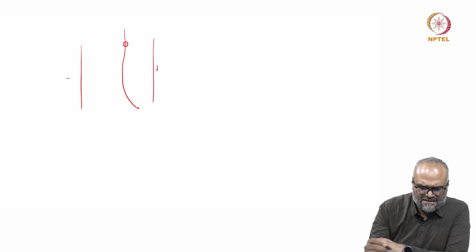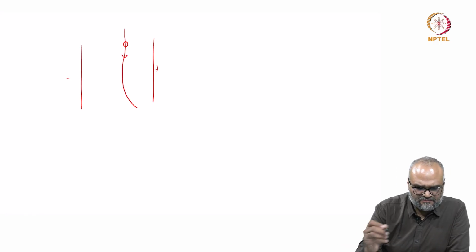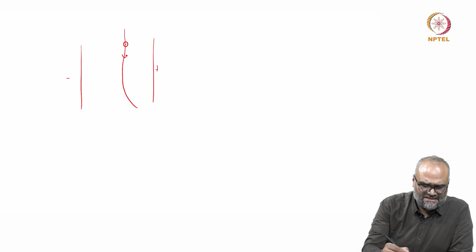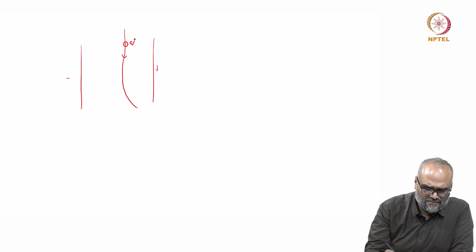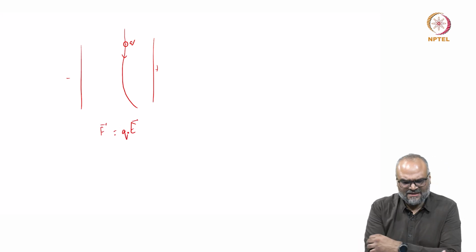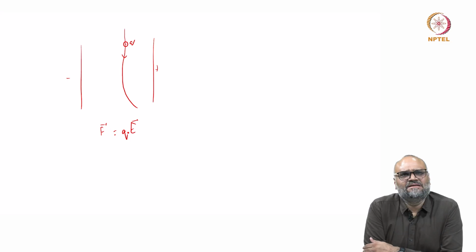So if I apply a potential, this would tend to move in some trajectory as it goes down. It is not extremely accurate, but in the presence of an electric field, so let us say there is a charged particle with a charge q, and if the strength of the field is E bar, the force acting on the particle is simply F bar = q E bar.